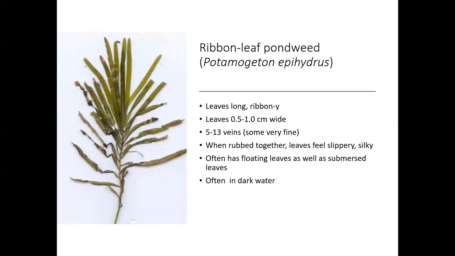Some of them are very, very fine. I think one of the key features of this plant is when you rub the leaves together, they feel slippery or kind of silky. Another feature that you can't really see in this picture is that they also have a very prominent midvein, and those empty lacunar cells that we've been talking about are very prominent. So you can definitely see different regions on the leaf, and the middle section is a lot paler than the outer section. That slipperiness, rubbing the leaves together, I think is quite distinctive as well. It's often in darker water and it can have floating leaves, although I mostly see them without floating leaves until much later in the season.